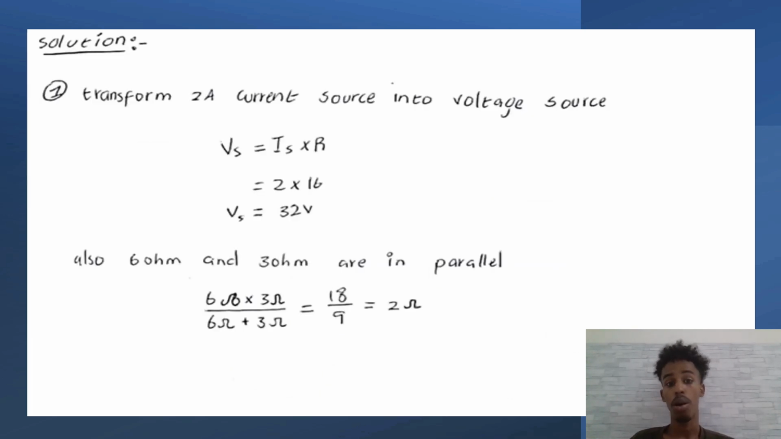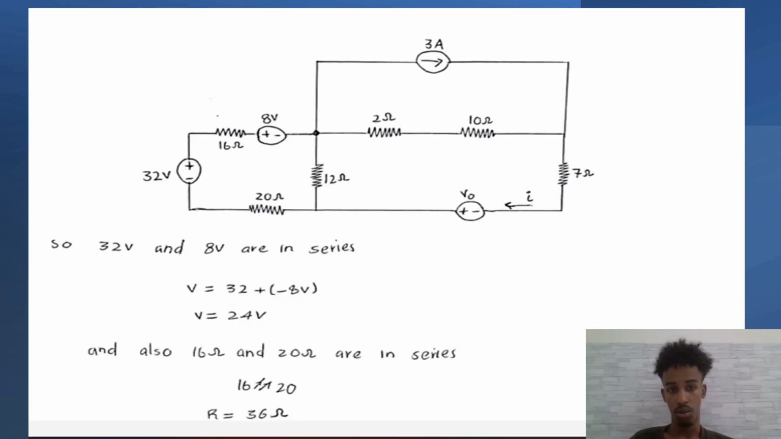First, transform the 2 ampere current source into a voltage source. This is the formula of transformation. Vs is equal to Is times R, equal to 2 times 16. So Vs is equal to 32 volt. Also 6 ohm and 3 ohm are in parallel, which will be 2 ohm. Our circuit will be like this. So this 32 volt and this 8 volt are in series, so we combine them together.